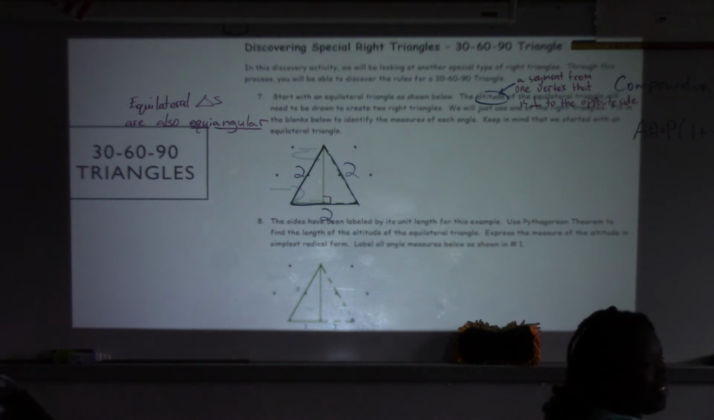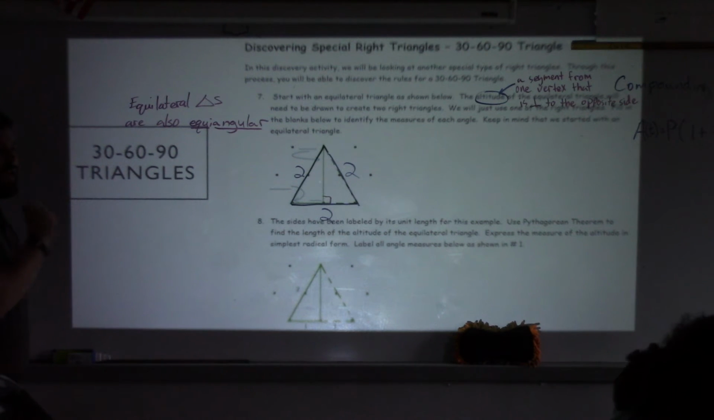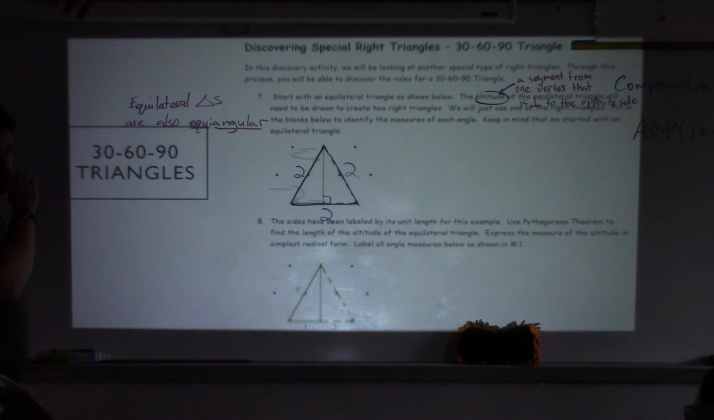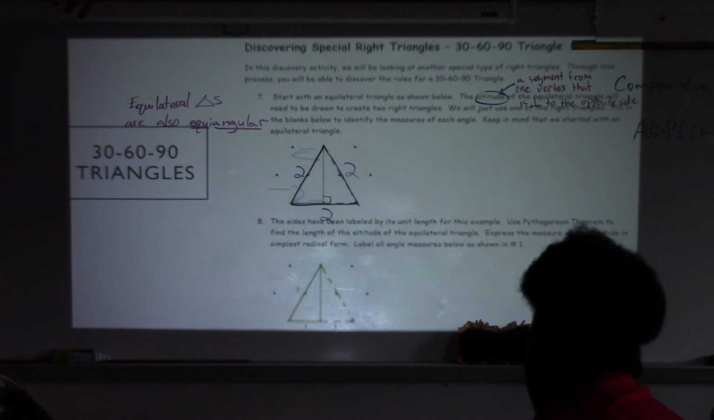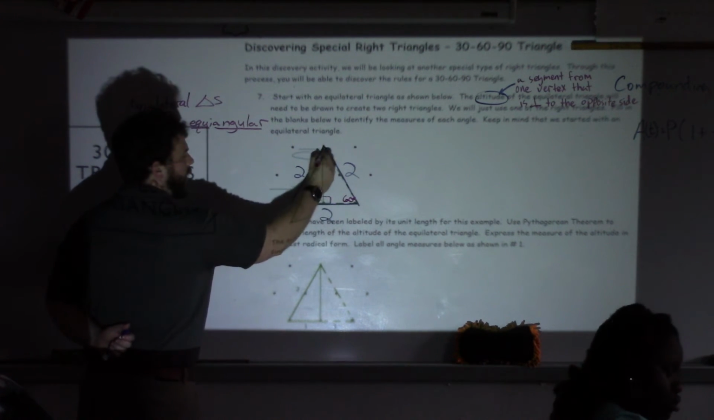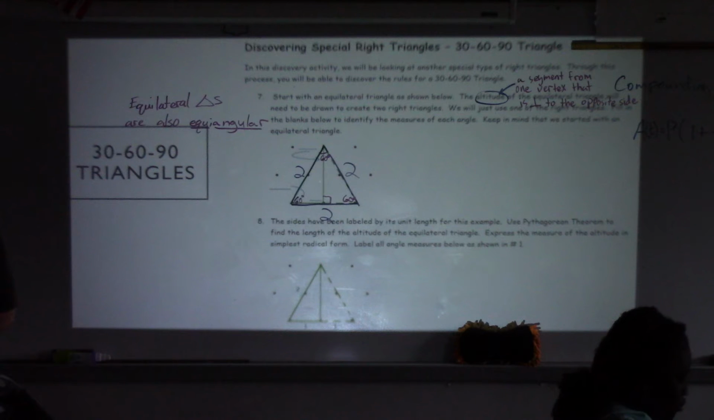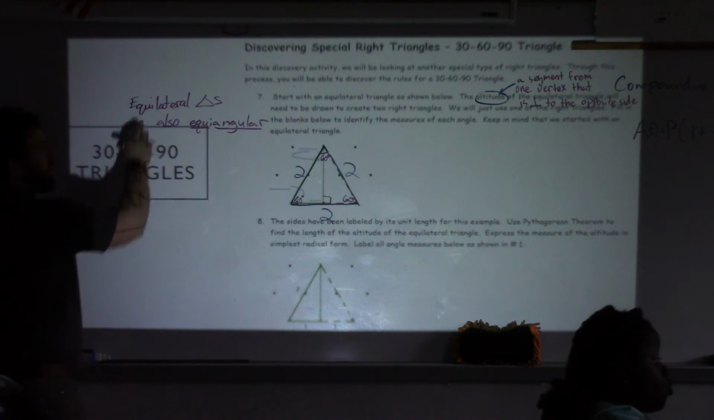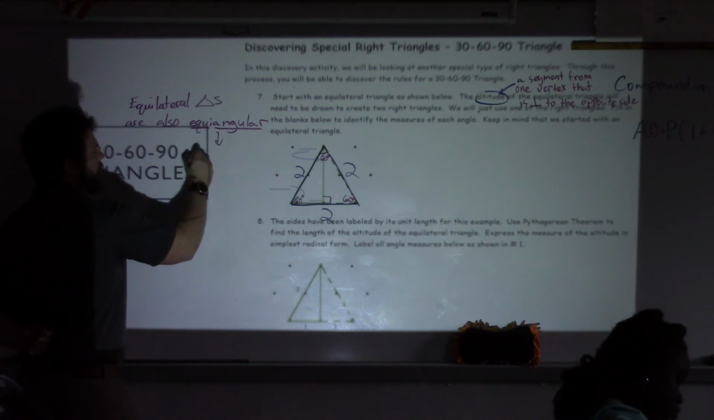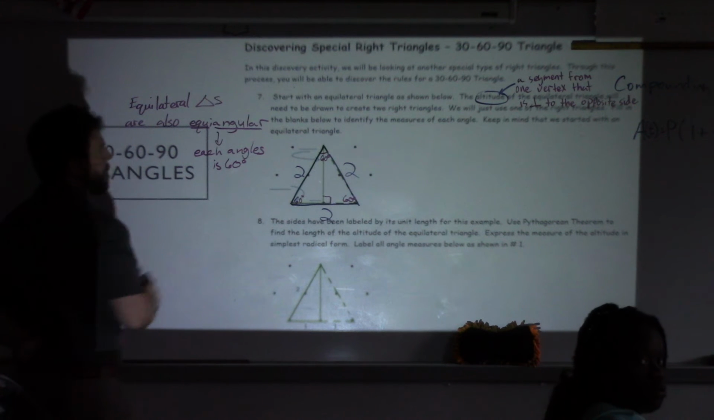Okay? So, equilateral also means equiangular, or equilateral triangles are also equiangular. So what are the measures of the angles for an equiangular triangle? 60? If I have 60 here, and 60 here, and this is also 60, how many degrees is that? 180? So does that work? Yes. So, equilateral triangles are also equiangular. Each angle is 60 degrees.